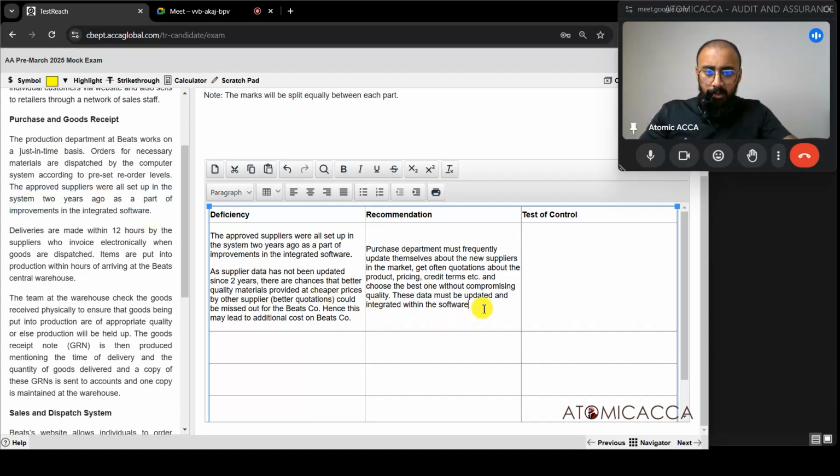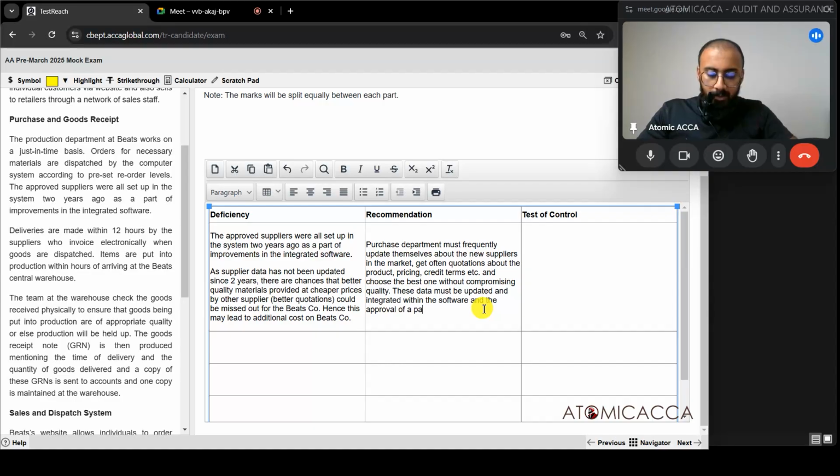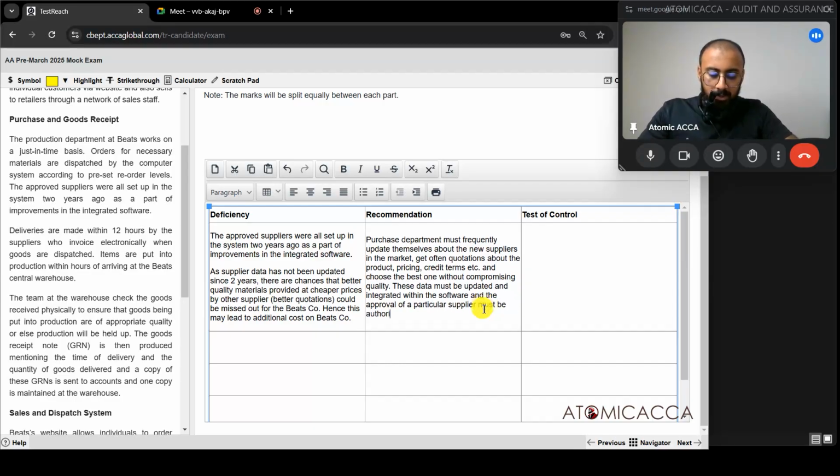So integrated within the software, and the approval of a particular supplier must be authorized by purchasing director. Always say manager, director, and whoever is in the senior most position in that department, just tell that name. Now, what did we tell over here? Suppliers data should be frequently updated by how? Getting quotations and things and all.